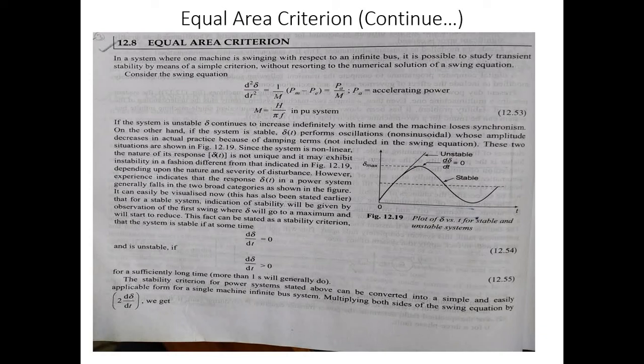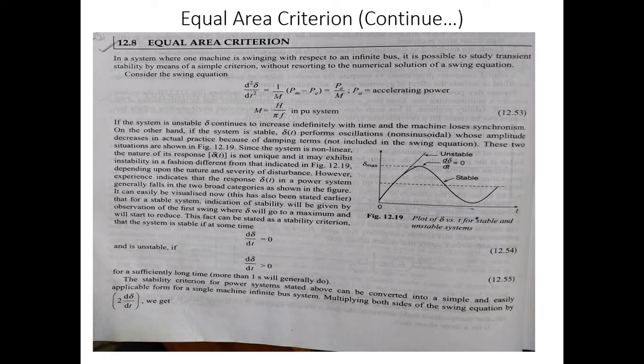In case of the equal area criteria method, you will get the idea about the critical clearing angle. So what is meant by the critical clearing angle? It is the maximum angle through which the system will remain stable. But whenever del is greater than this critical clearing angle, your system becomes unstable. So that critical clearing angle is calculated by using the equal area criteria.